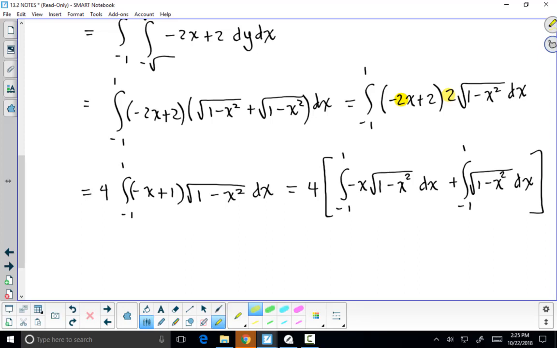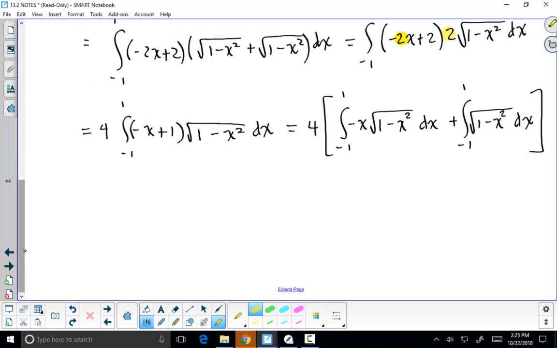So does everybody follow the 2 integrals? We distribute the square root to each piece. Distribute the square root to the negative x. Distribute it to the 1. Okay, so how do we do the first one? The first one we do with u sub. First one's simple. Second one's tricky. Second one we use trig. You could use trig sub, but there's a much easier way.